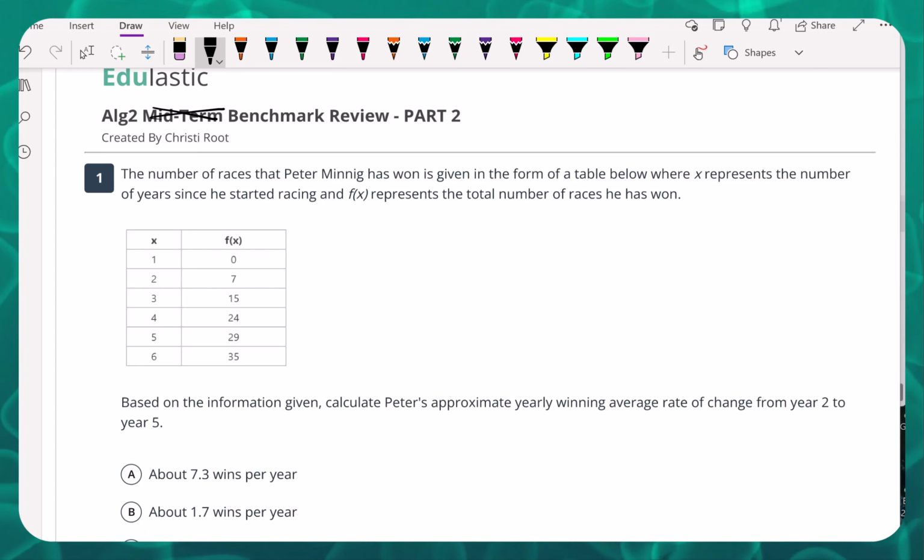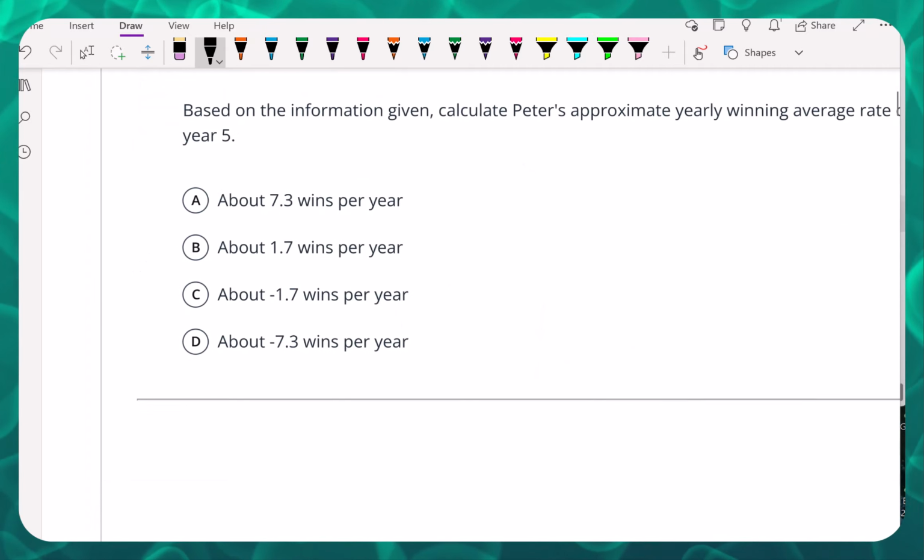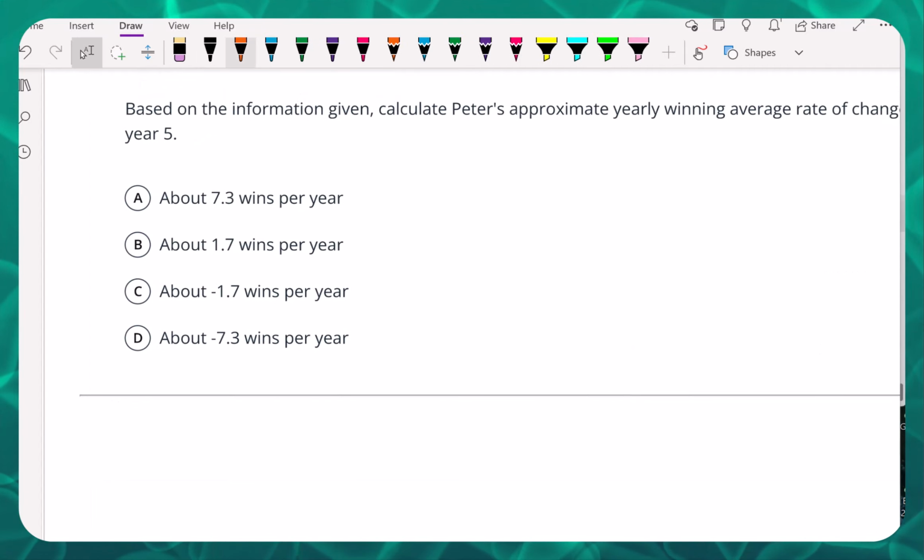Question number 1, we have a table of how many races Peter has won, given in the form where x is the number of years since he started, and f of x is the total number of races he's won. So if you look, there is clearly a pattern. It is a positive pattern, so I know if it's going to ask me about average rate of change, it's going to increase, so we can get rid of these negative values.